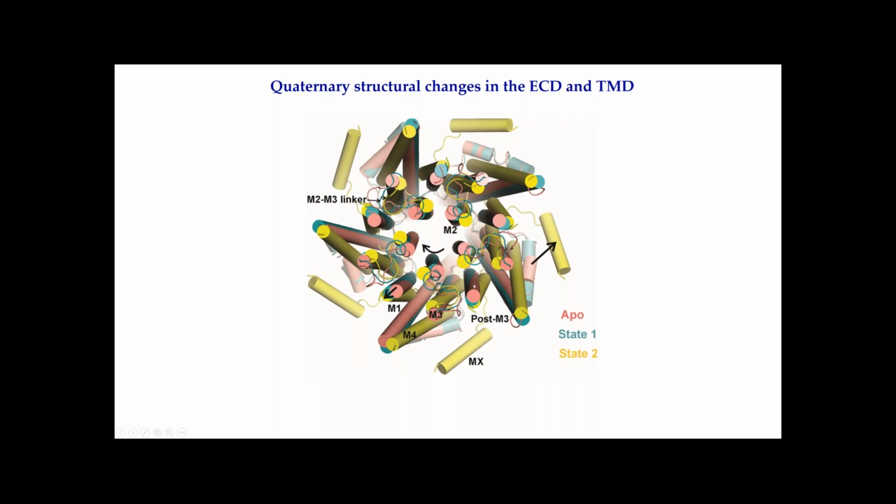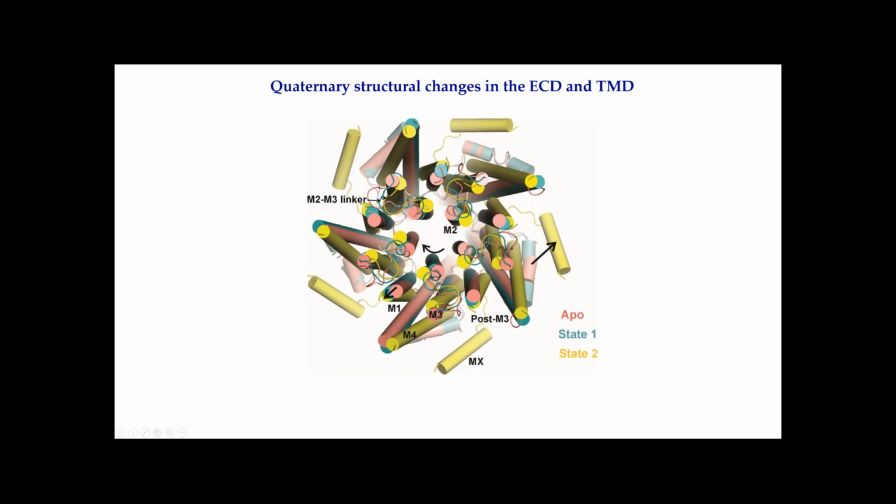A view of what happens at the transmembrane domain level. So this is looking at the channel transmembrane domain from the extracellular end. And what we see here, so this is the pore lining M2 helices. So you can see in comparison to red, you have a rotation to teal and eventually to yellow. And this sort of movement is leading to the widening of the pore along the ion permeation pathway.